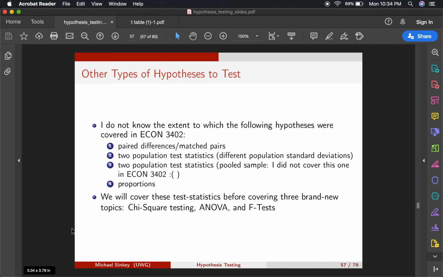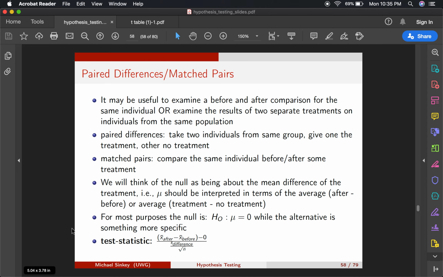Okay, so this is the last example of one sample mean hypothesis test that we're doing in this class. And I don't know the extent to which any of this other stuff was covered in Stats 1, but we're going to cover as much of this as possible in Stats 2. So the first type of hypothesis test that we're going to cover is what's called paired differences and matched pairs. We're then going to proceed to two population test statistics, both pooled and with different populations, proportions, and chi-square tests. Let's take a look at paired differences and matched pairs.